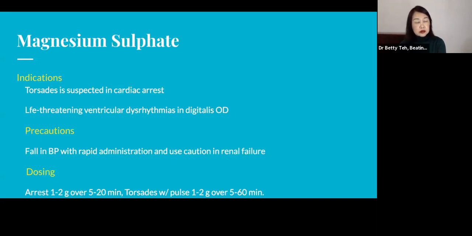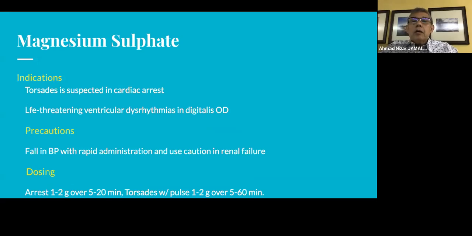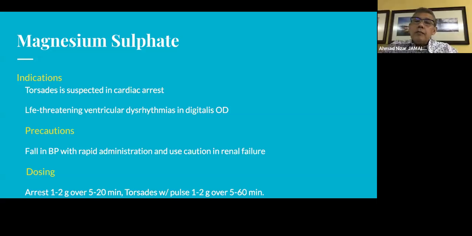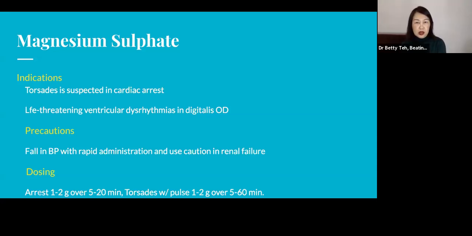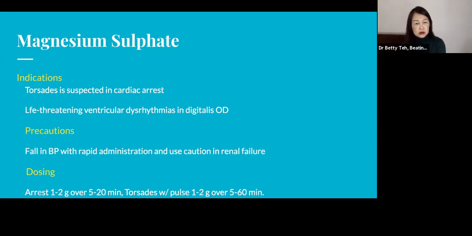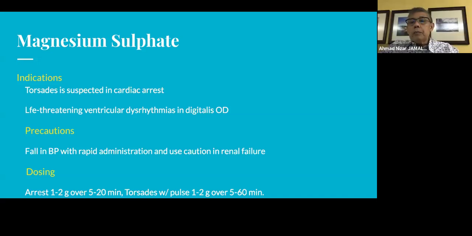Okay. So then magnesium sulfate, right? Now, it is indicated in patients that may have torsades, which is suspected as the cause of the cardiac arrest. And life-threatening ventricular dysrhythmia in digitalis overdose is also a situation where it is useful. It causes a fall in blood pressure with rapid administration, so you need to give it slowly as an infusion rather than a bolus push. And you need to use caution in patients with renal failure. So the dose for cardiac arrest is 1 to 2 grams over 5 to 20 minutes. For torsades with pulse, for example, you need to give 1 to 2 grams over 5 to 60 minutes.